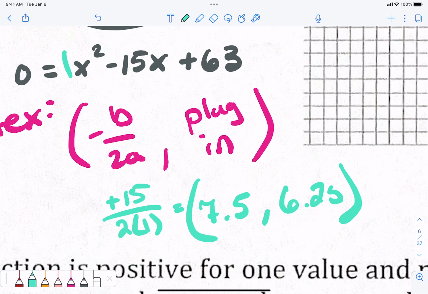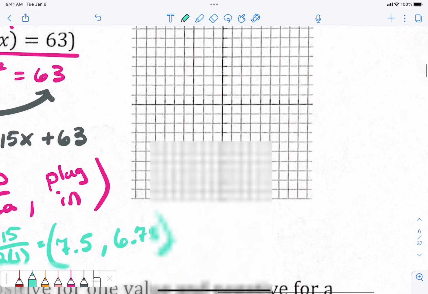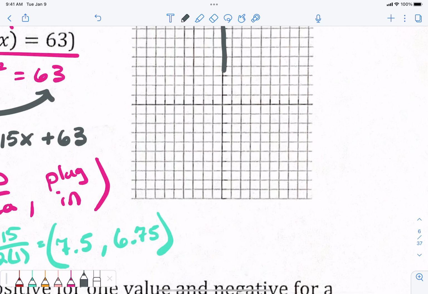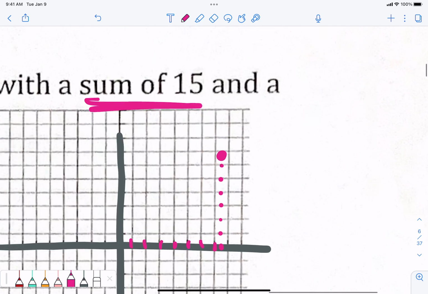6.75. Gosh, I was wrong. 6.75. There we go. Okay, so there's my vertex. All right. Let's plot that vertex just real quick. I'm kind of trying to cheat here because I want to avoid making a table at all costs if I can, right? So 7.5: 1, 2, 3, 4, 5, 6, 7.5 is there. 6.75: 1, 2, 3, 4, 5, 6.75. There we go. This is my vertex, that little dot right there.